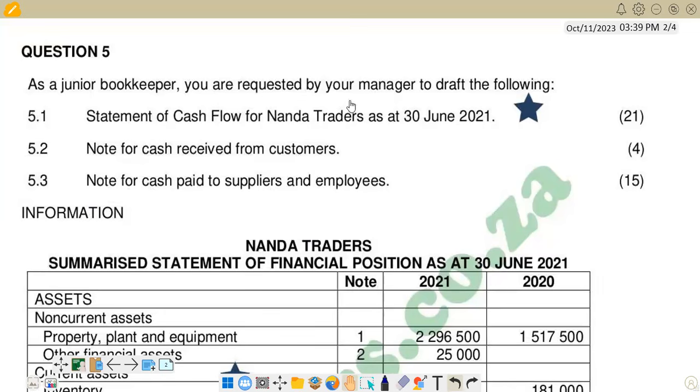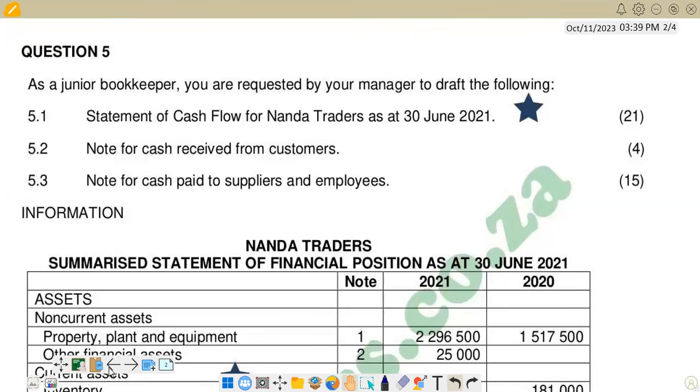So remember, in our cash flow statement, we are going to start with net cash effects from operating activities. These net cash effects from operating activities are going to require information on cash received from customers and cash paid to suppliers. So we need to prepare the notes first, so that when we find the figures for these notes, we can start with them under operating activities.